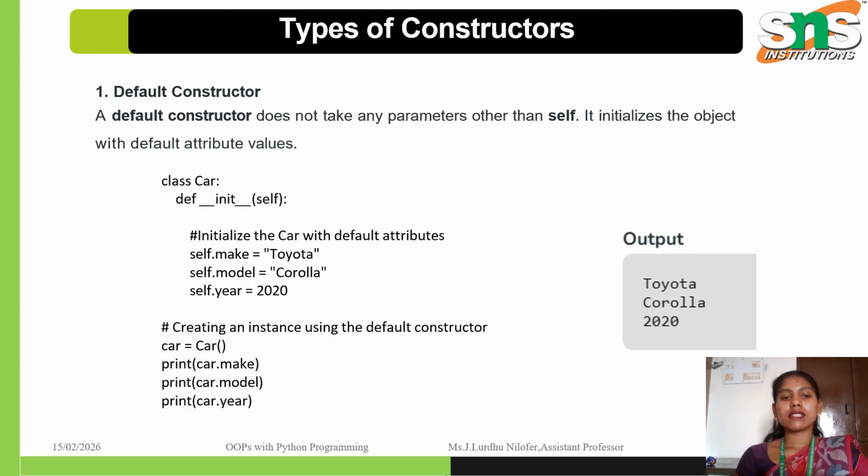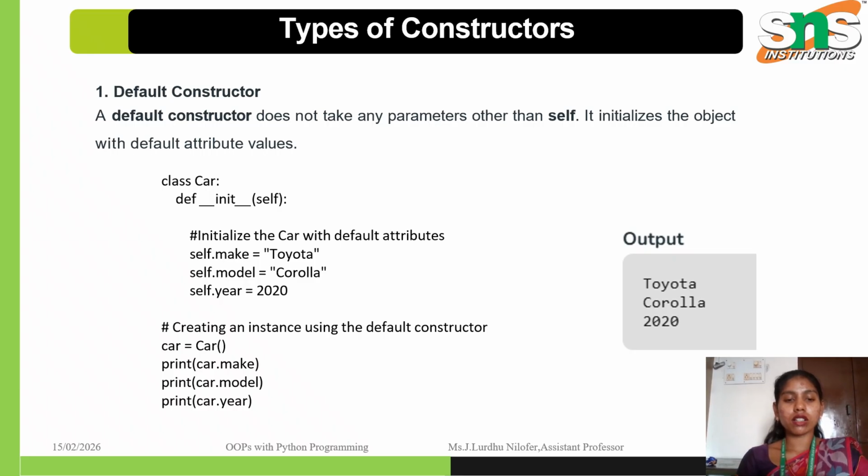For example, class is a keyword. Class Car is the class name, then def, the init method. In the init method, we create an instance with self and initialize the car with default attributes. So we call self.make and declare values for the variables: self.make, then the variable's value, then self.year is a variable with the value 2020. Creating an instance using the default constructor.